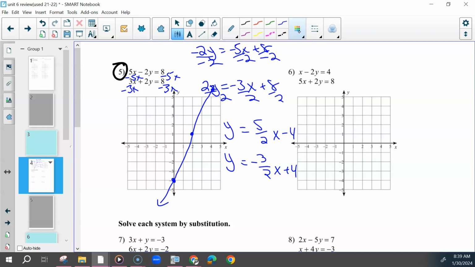The other one would start at positive 4. The slope is negative 3 over 2, so we can go down 3 to the right 2 as many times as possible. And connect all those points. And you should be able to see where they cross. And write that as an ordered pair.